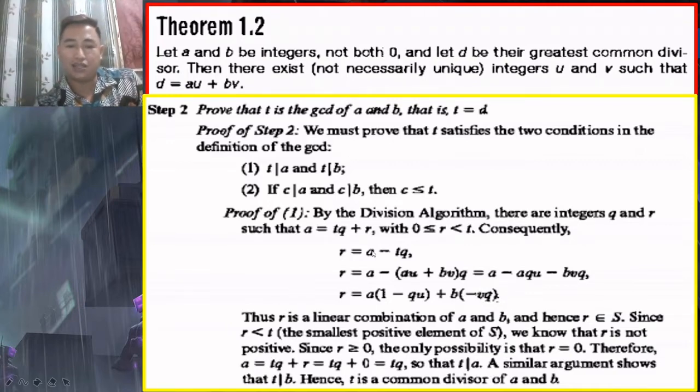Therefore R is 0, so A equals TQ. A is equal to TQ plus R, which is TQ plus 0, which is TQ. So A is equal to TQ and so T divides A, by our definition of divides. A similar argument shows that T divides B, replacing A with B. Hence T is a common divisor of A and B.